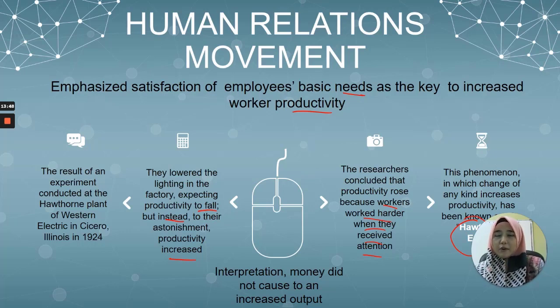So that is what we call Hawthorne effect, which is the company has fulfilled the basic needs of the employee, barulah yang lain-lain. Okay, so interpretation ni secara generalnya, money did not cost an increase in output. Maksudnya bukan duit yang akan menjamin bahawa mereka ini akan bekerja dengan baik. It's not about salary only lah.